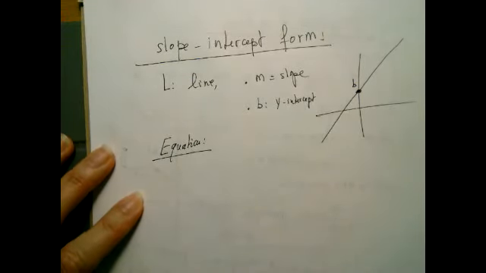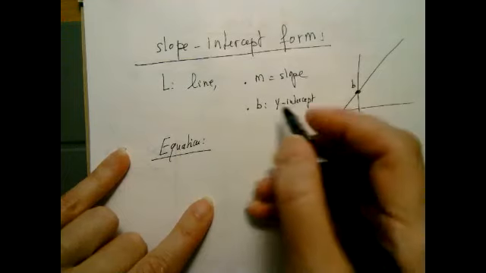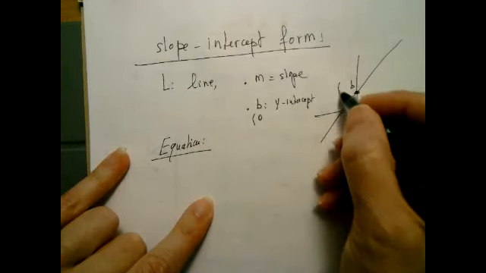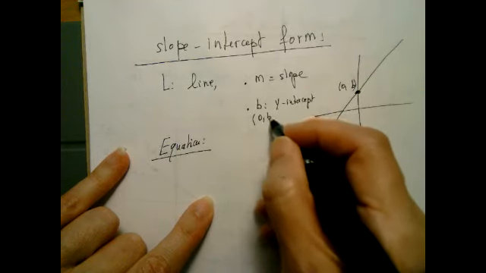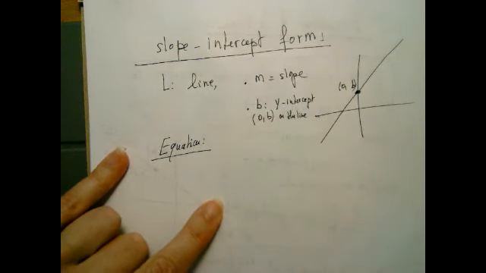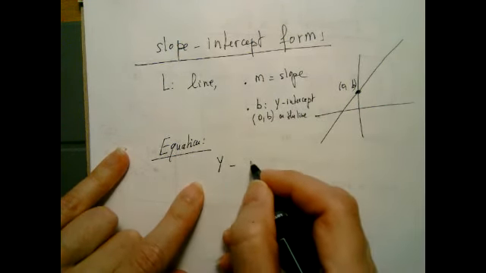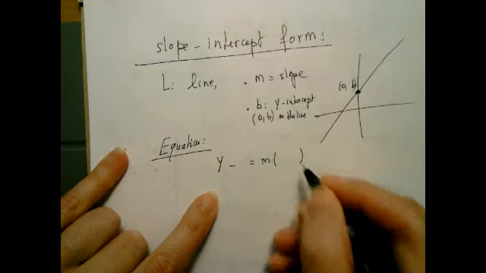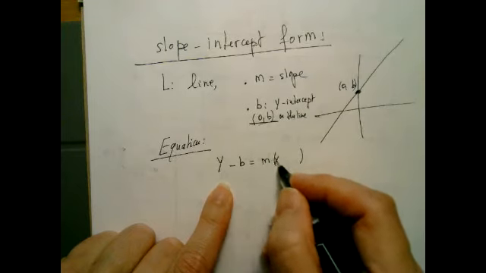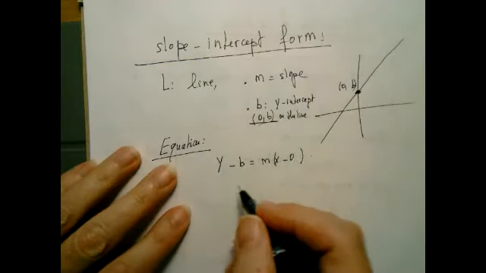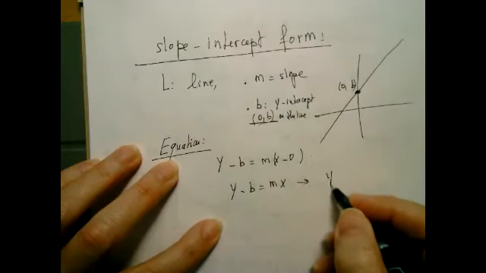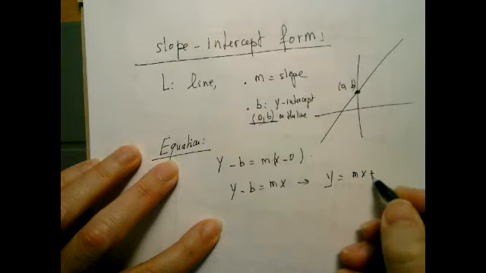Okay, so the equation will become the following. If b is the y-intercept, it means the point (0, b) is on the line. So what's going to be the equation? If I use the point slope form, and (0, b) is on the line, I put b here, simplify, and add b, and the equation will become y = mx + b.